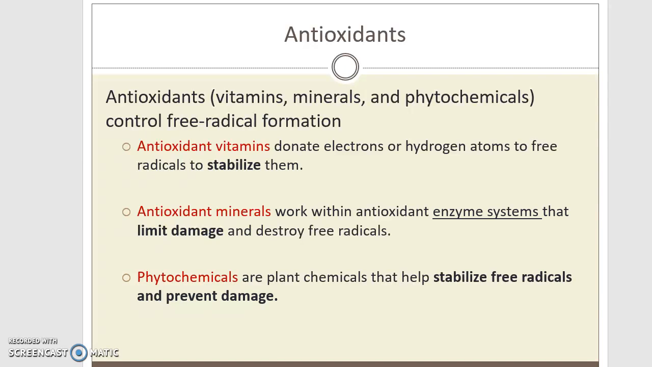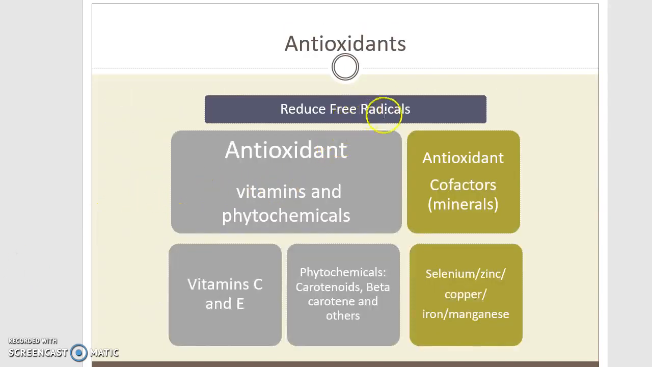And then if you want to look at that a little more closely, if you have free radicals, we can reduce the number of free radicals by eating antioxidants. Vitamins and phytochemicals are often, the C and E are the most common vitamins that work as antioxidants.